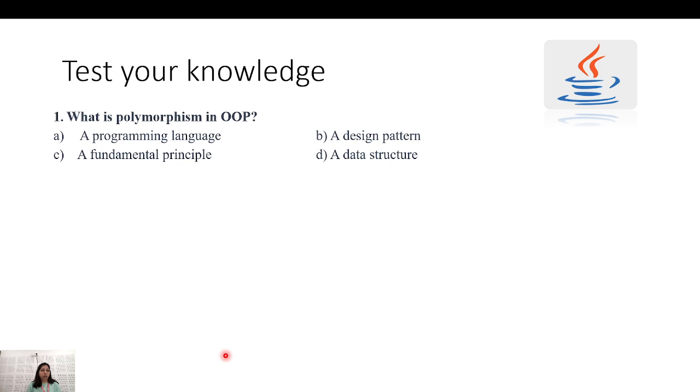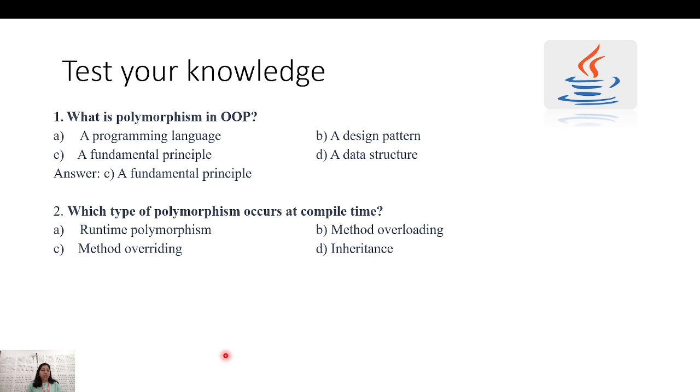Okay, now let's test your knowledge. First one, what is polymorphism in OOPS? Is it a programming language, a fundamental principle, a design pattern, or a data structure? What will be the answer? Yes, it is a fundamental principle. Second question, which type of polymorphism occurs at compile time? Method overloading, inheritance polymorphism, runtime polymorphism, or method overriding? Which will occur at compile time? Yes, method overloading. It is also called early binding.